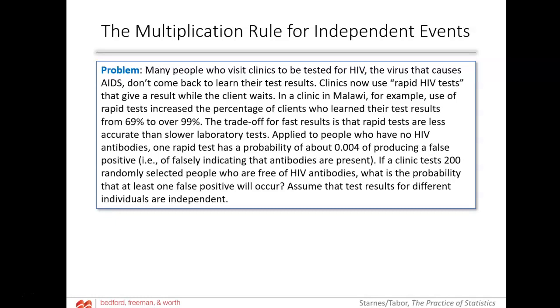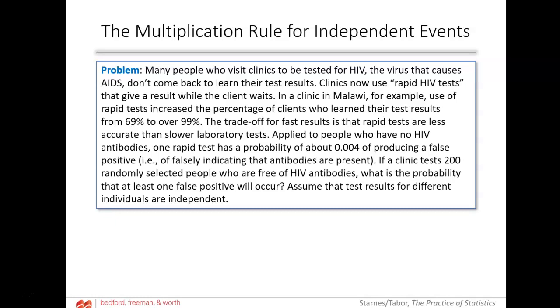Many people who visit clinics to be tested for HIV, the virus that causes AIDS, don't come back to learn their test results because they're scared, I would imagine. Clinics now use rapid HIV tests that give a result while the client waits. In a clinic in Malawi, for example, the use of rapid tests increased the percentage of clients who learn their test results from 69 to over 99%. The trade-off for fast results is that rapid tests are less accurate than laboratory tests.